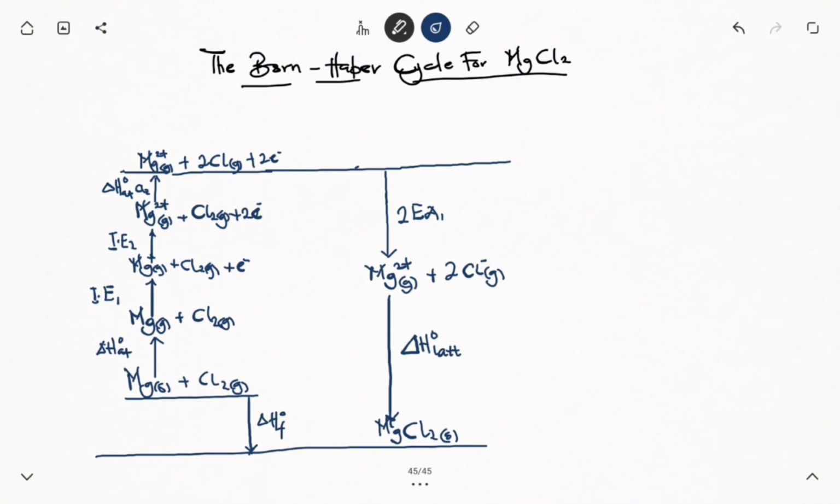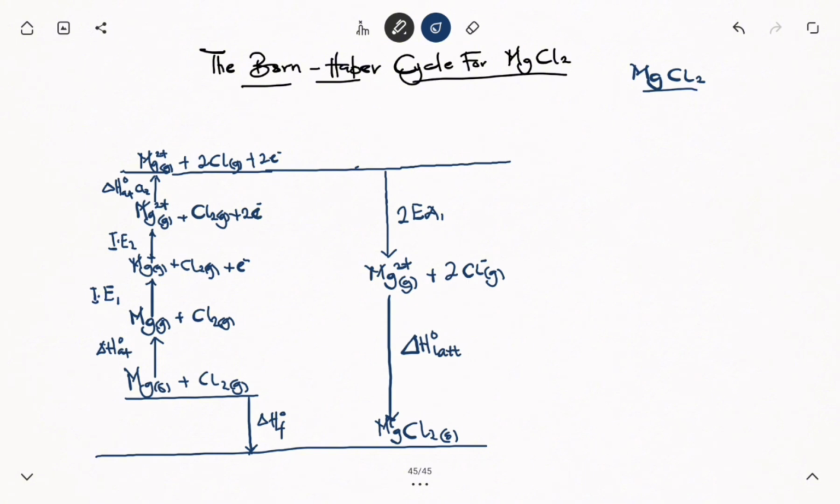So we've atomized and then we've ionized the 2 species involved. Now we'll use this to calculate the lattice energy of magnesium chloride. So we have magnesium chloride, MgCl2. What we are going to do is to add up all this.